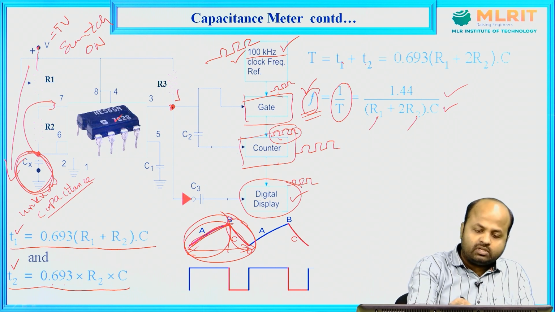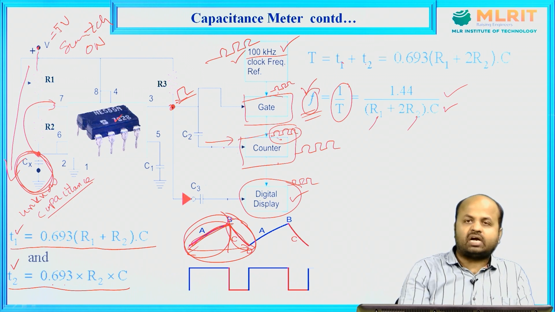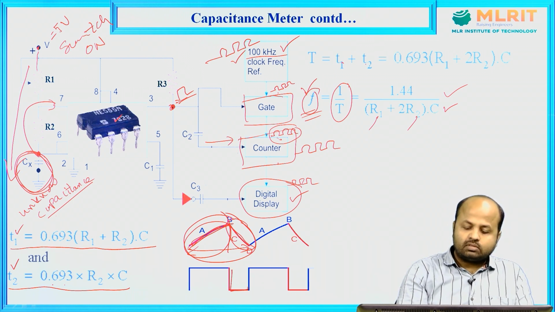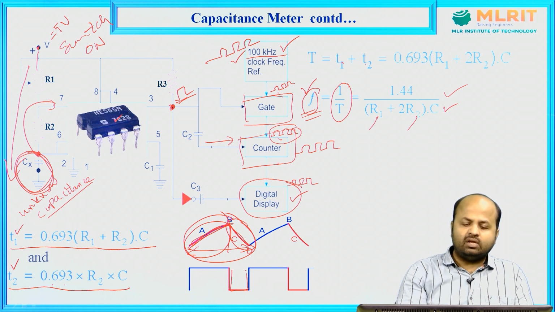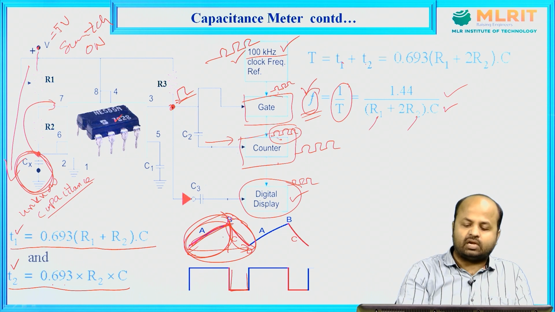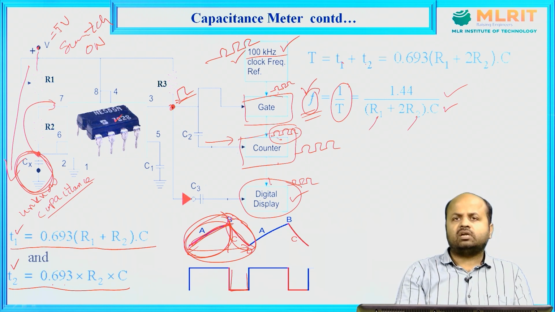Basically, during the charging time of the capacitor, the output is high here. When this is high, only then does the counter start counting. Once it becomes low, the counter stops counting, and whatever the counter has counted during the charging time period, it will show on the digital display. So in this way, what is happening?